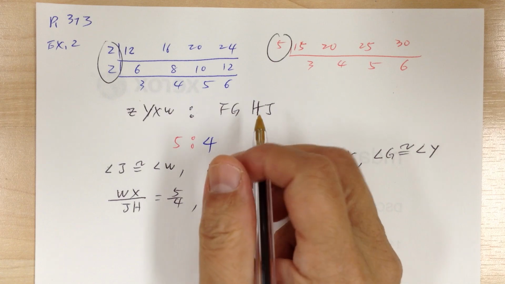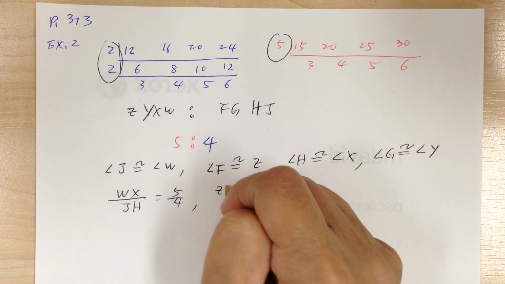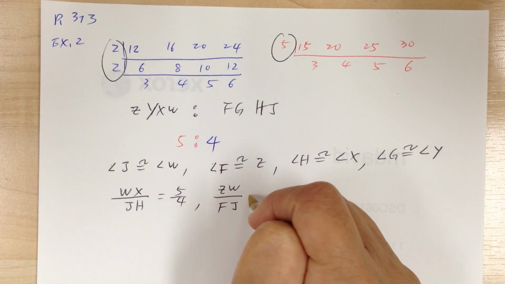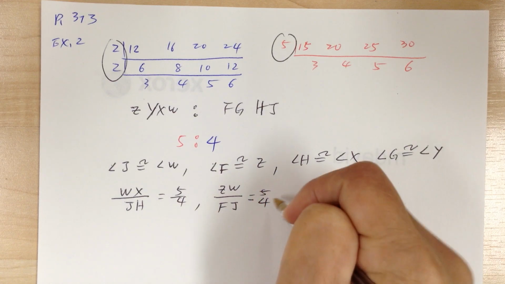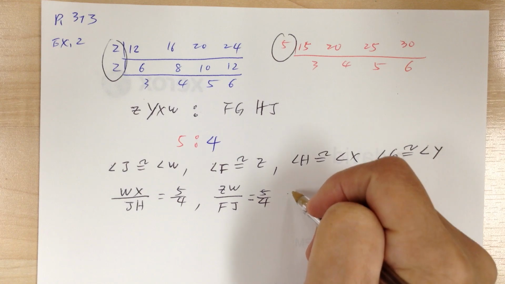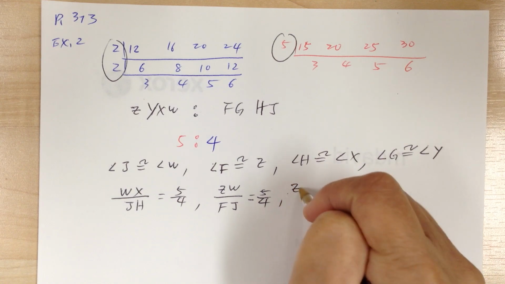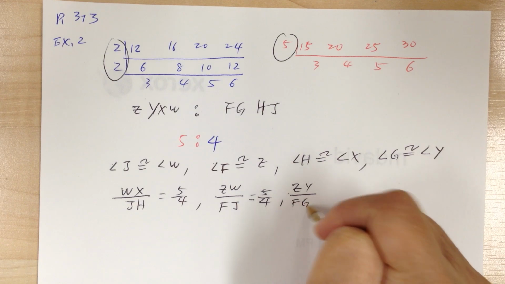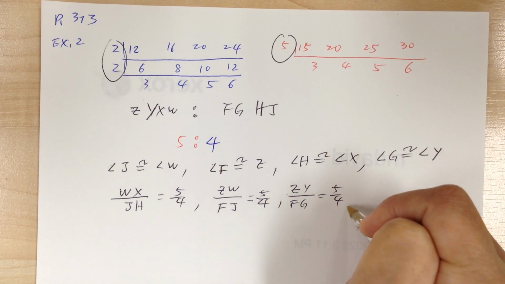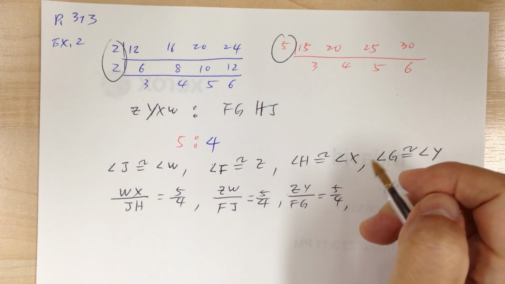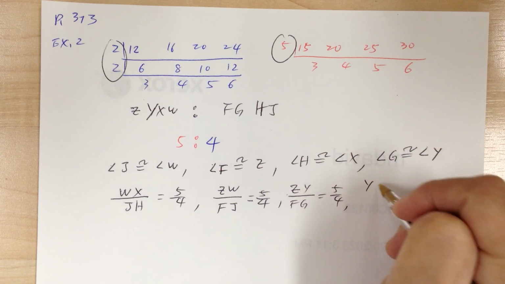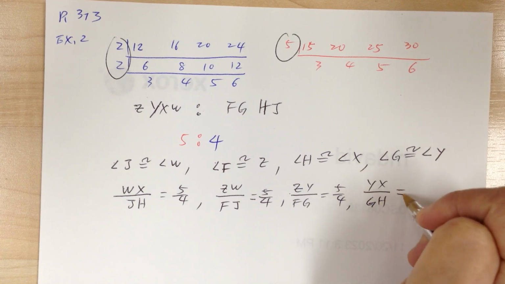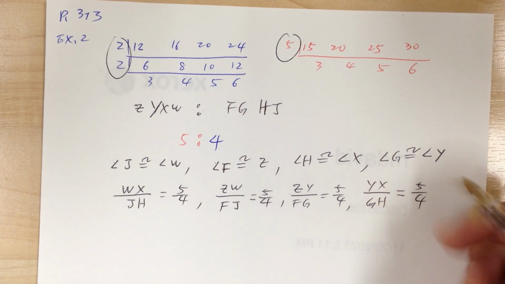And then the next one would be ZW over FJ, again equal to 5 over 4. The next one would be ZY over FG, again equal to 5 over 4. And the longest one is YX over GH, again equal to 5 over 4.